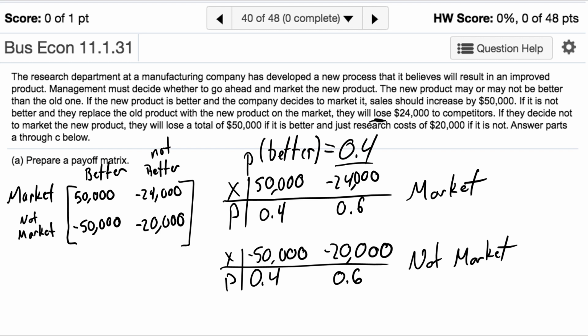I think part C is whether or not there are any dominated strategies. I can't remember whether it's dominated rows or dominated columns. Or no, maybe it's if there's a saddle point. I think that's what part C is. So saddle point, if you remember, we look for the smallest in each row. That would be negative 24,000 and negative 50,000. And then we look for the largest in each column. And so that would be 50,000 and negative 20,000. So nope, no saddle point here. So, all right, let's jump to the next one.